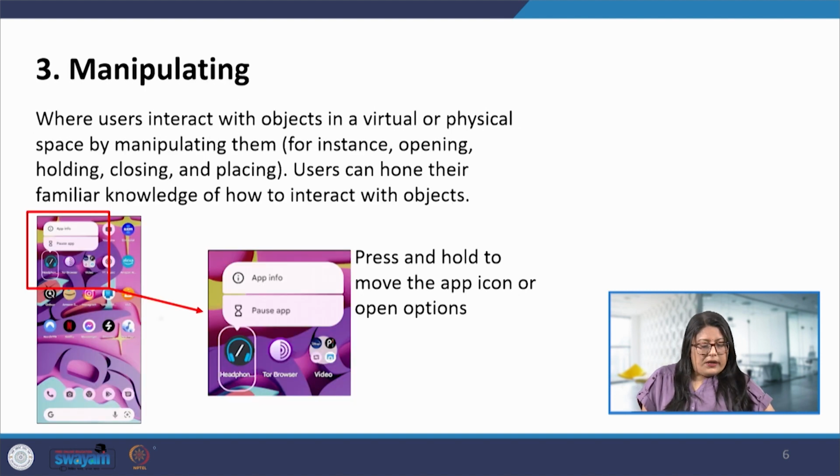Another way is manipulating, where the users interact with objects in a virtual or a physical space by manipulating them. For example, opening, holding, closing, placing, all these kinds of activities, and users can improve their knowledge of how to interact with the objects. On our mobile phone, for example, when the screen is all filled up and we want to combine similar activities, we hold them and place them in a folder. So the user is getting that flexibility to manipulate the interface he's interacting with.